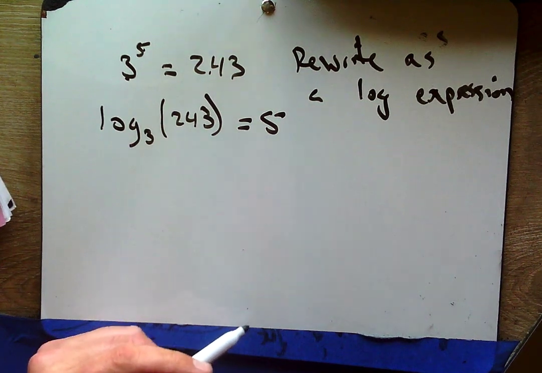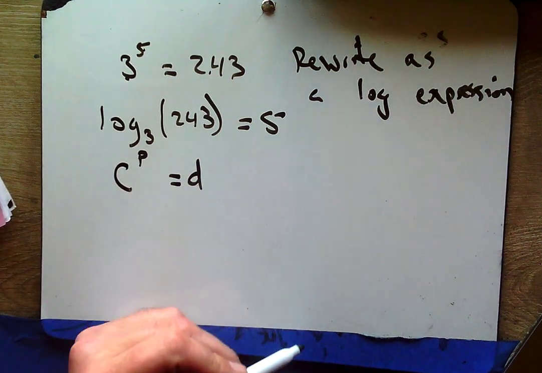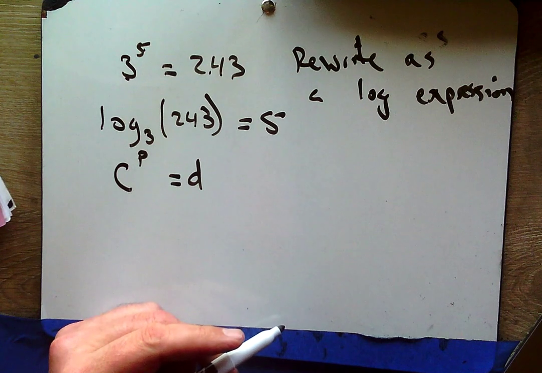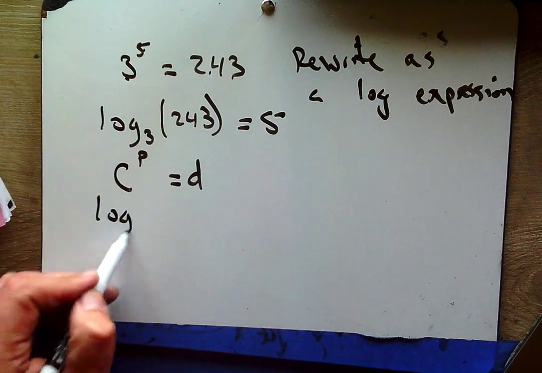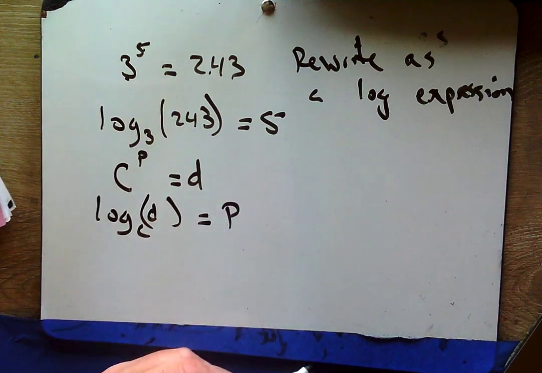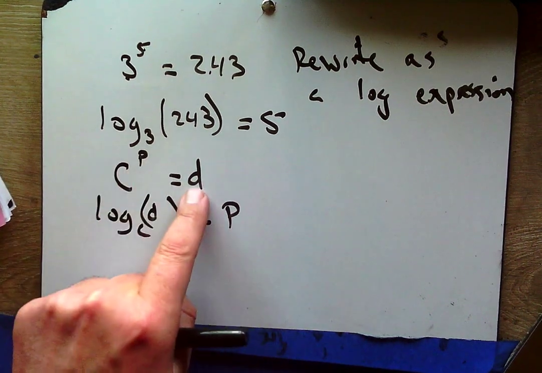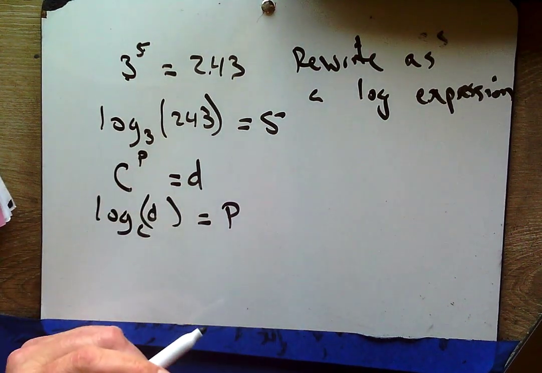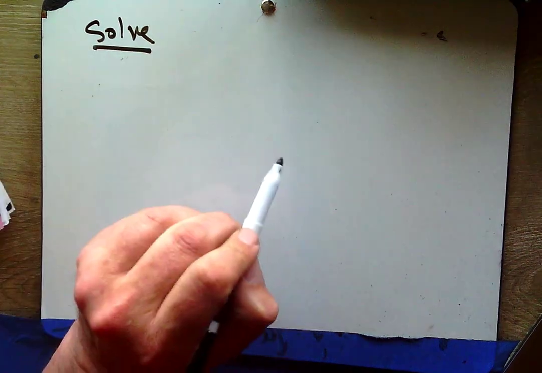Nice. And what about this one? C to the P equals D. Can you please rewrite that as a log expression? Did you say log base C of D equals P? Base, power, answer. Okay, so now that we've gone back and forth, writing logs as exponentials and exponentials as logs, I feel confident about moving on to solve.